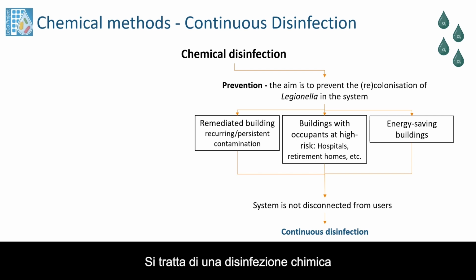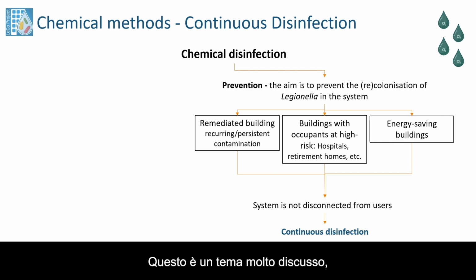This is a chemical disinfection that is often used for prevention. The aim is to prevent the colonization and or recolonization of Legionella in the system. This is, for example, used in already remediated buildings that already performed system optimizations, maybe also a shock disinfection, but the Legionella contamination comes back, or they just want to be sure that it does not come back. Also, for example, in buildings with occupants at high risk, such as hospitals or retirement homes, or in energy-saving buildings.